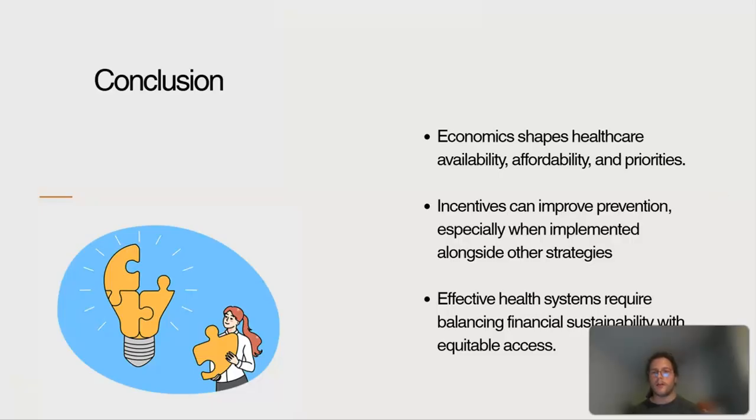In conclusion, economics shapes healthcare availability, affordability, and priorities. Incentives can improve prevention, especially when implemented alongside other strategies, and effective health systems require balancing financial sustainability with equitable access, and this can be seen in Ireland through schemes such as the Healthy Ireland campaigns, the vaccination programs, the screening programs, and the smoking cessation programs, which have all been made available free of charge and for anyone who needs those services.